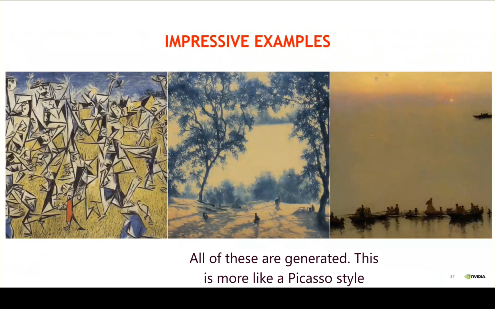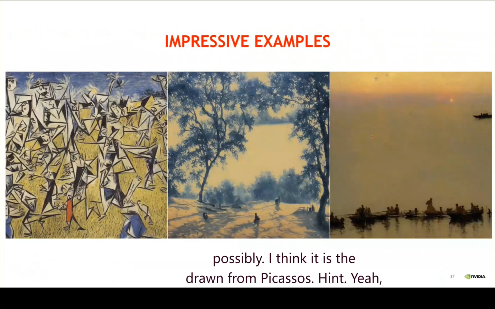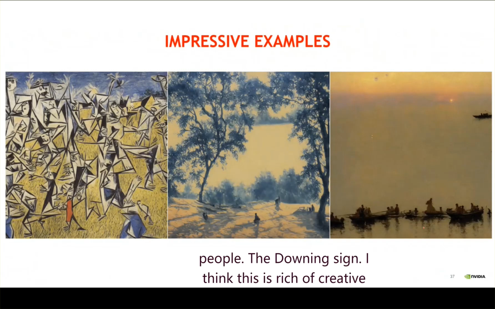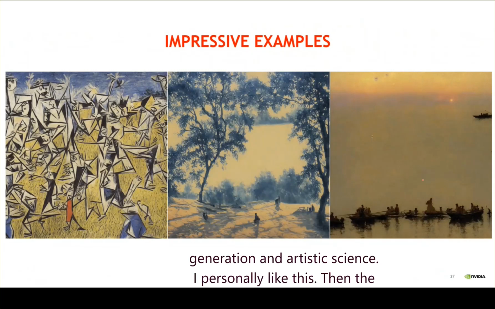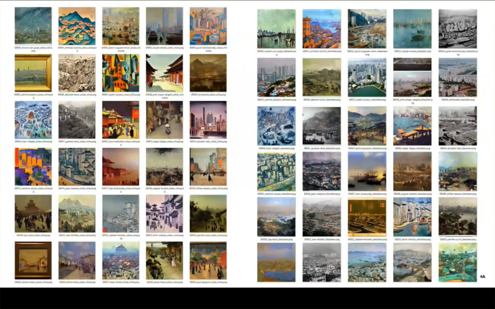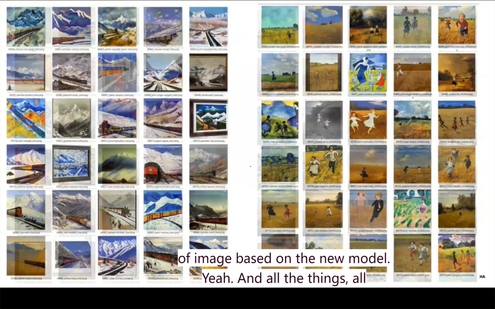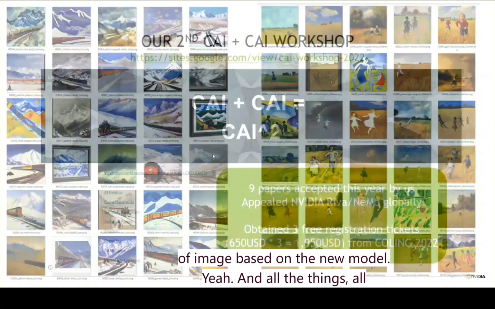Possibly, I think it is drawn from Picasso's hint. You can see all the shadows of the trees. You can see the boats, people, the warning sign. I think this is rich in creative generation and artistic sense. I personally like this more than the photos. I think I have generated maybe tens of thousands of images based on the new model, and all of it is so fantastic.